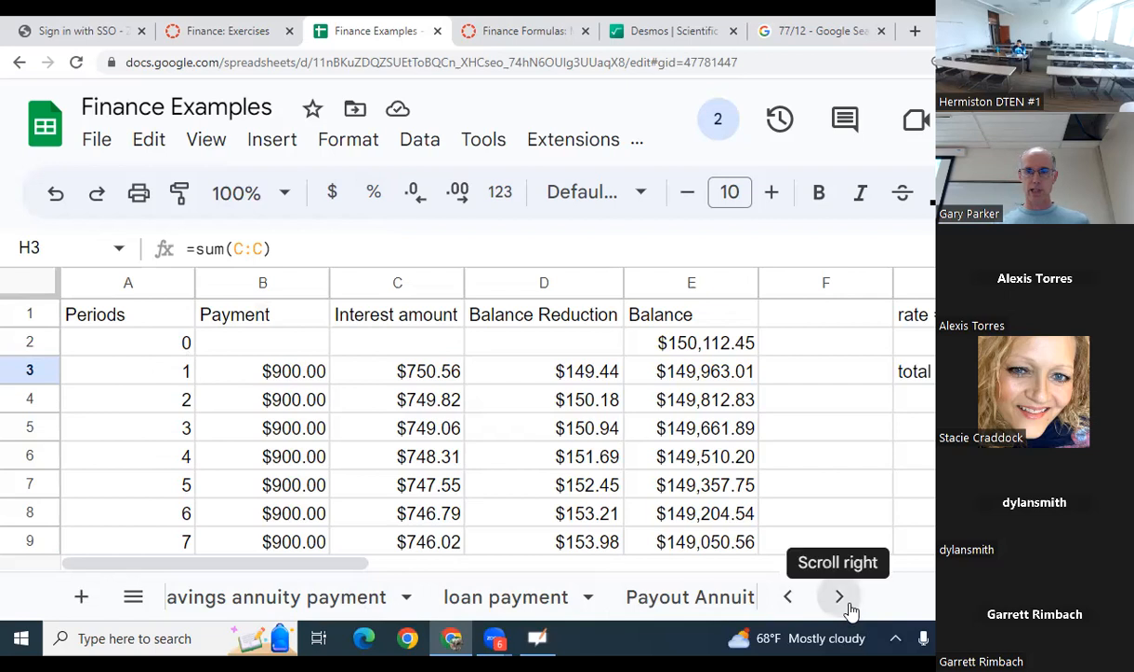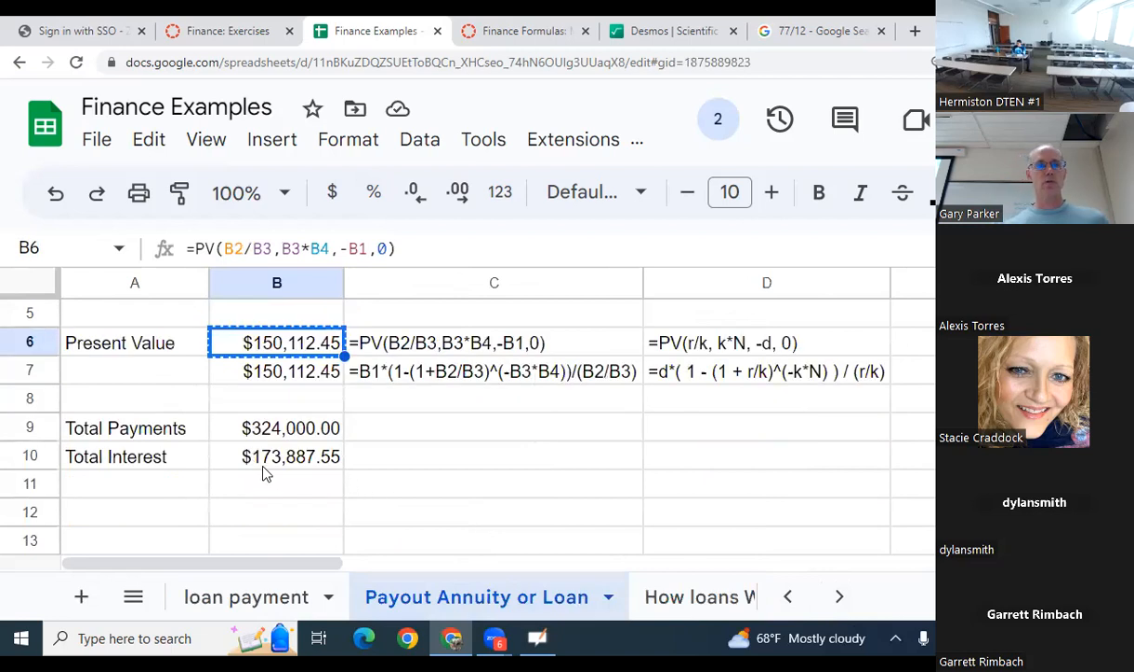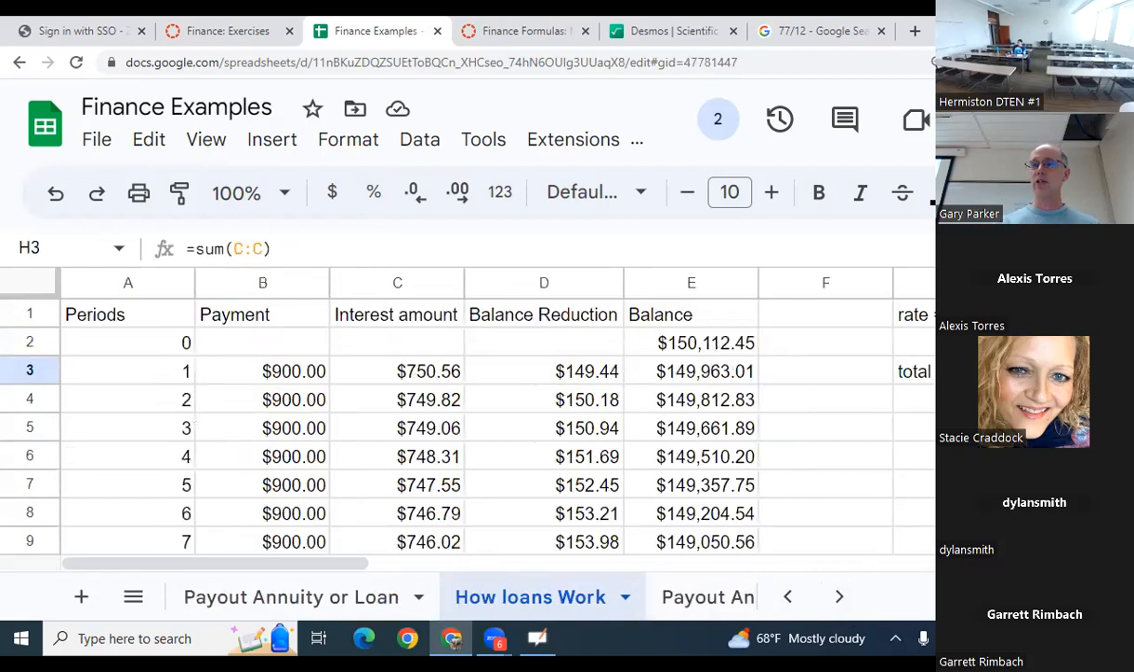Let's see, what tab am I in here? This tab is this one. $173,887.55 versus 53 cents. But remember, there was a 2 cent deviation at the end because of rounding error. It happens. We're in the ballpark.